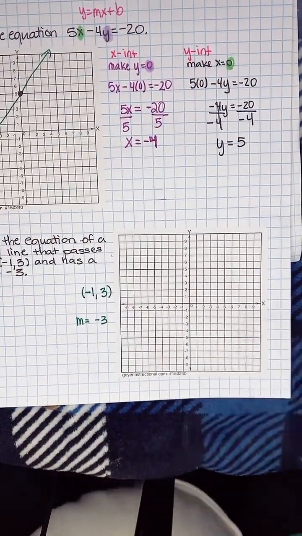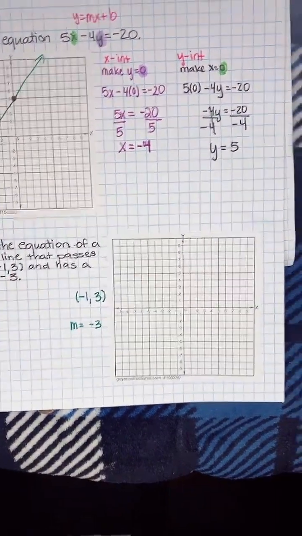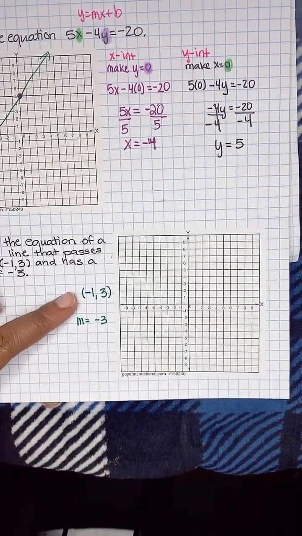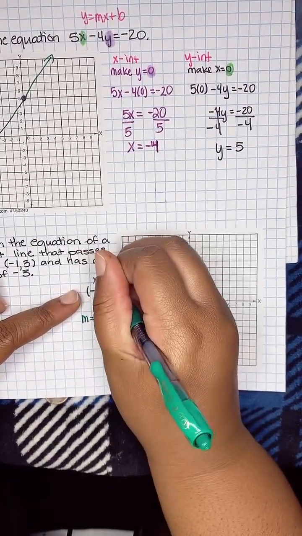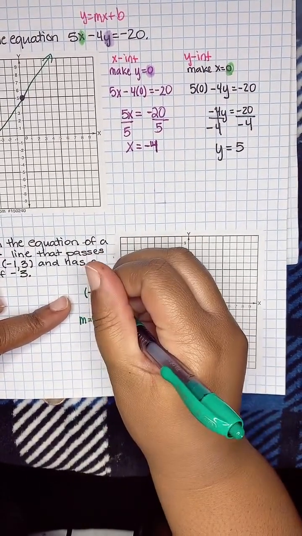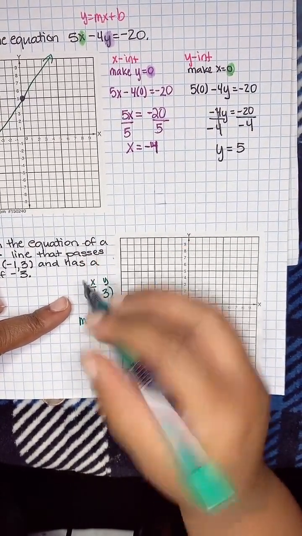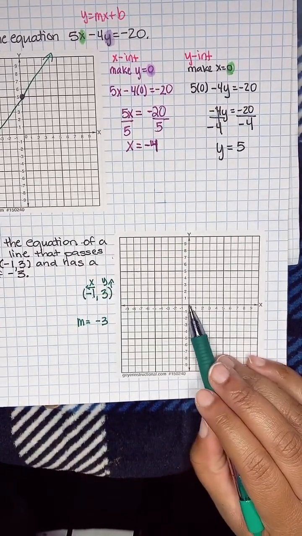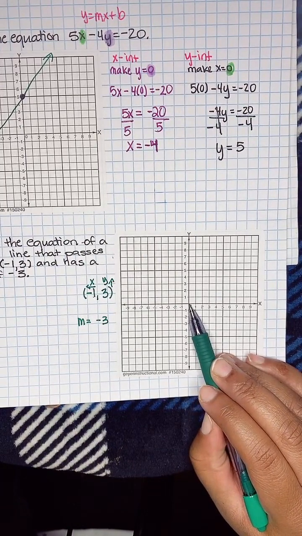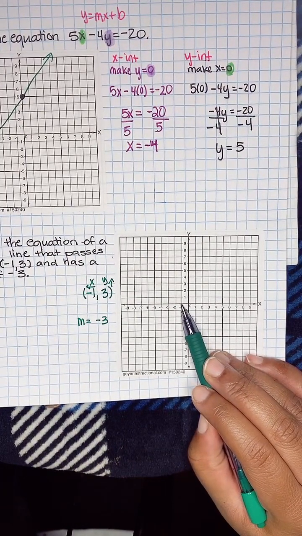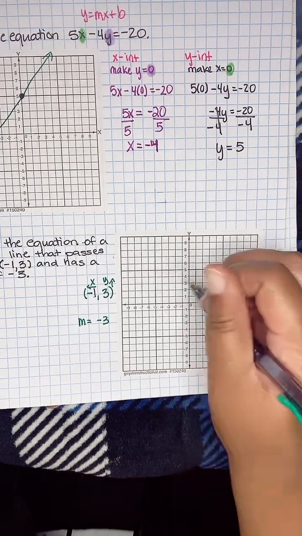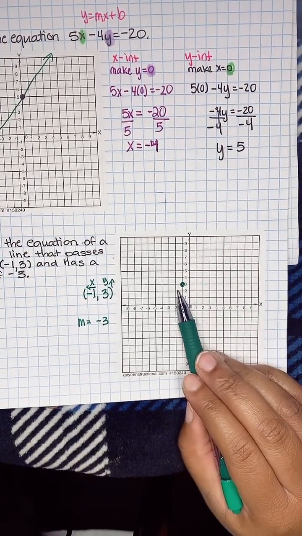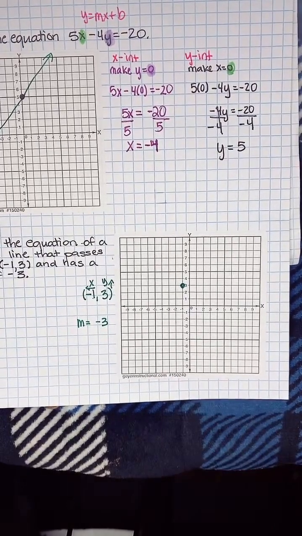So the first thing we want to do is plot this point. Remember, this is your x, this is your y. So my x is telling me I go left negative 1, and then I'm going to go up 3. So I'm going to start at 0, go left negative 1, and go up 3. That's my first point.